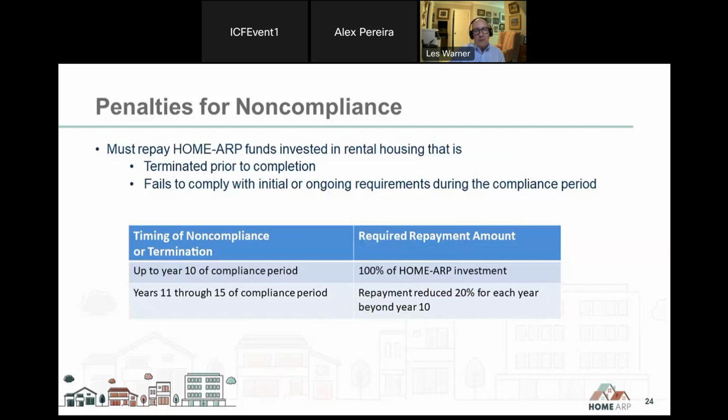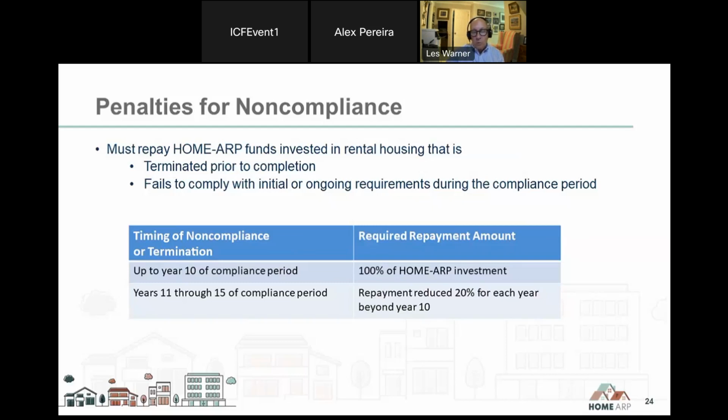So let's talk a little bit about those penalties. If we have a project that is terminated prior to completion of the project itself, or fails to continue to meet all the program requirements and serve as affordable housing based on those terms during that compliance period, the PJ would be required to pay funding back. Now we have a little bit of relief on this for the HOME-ARP program.